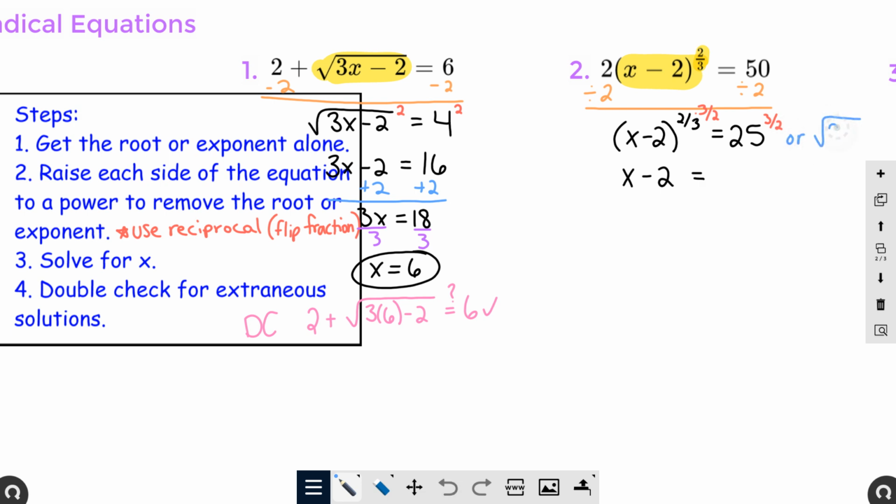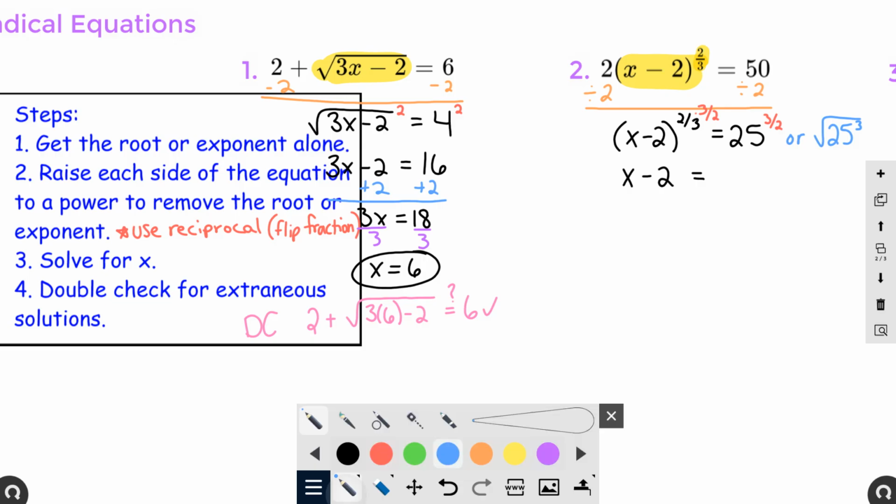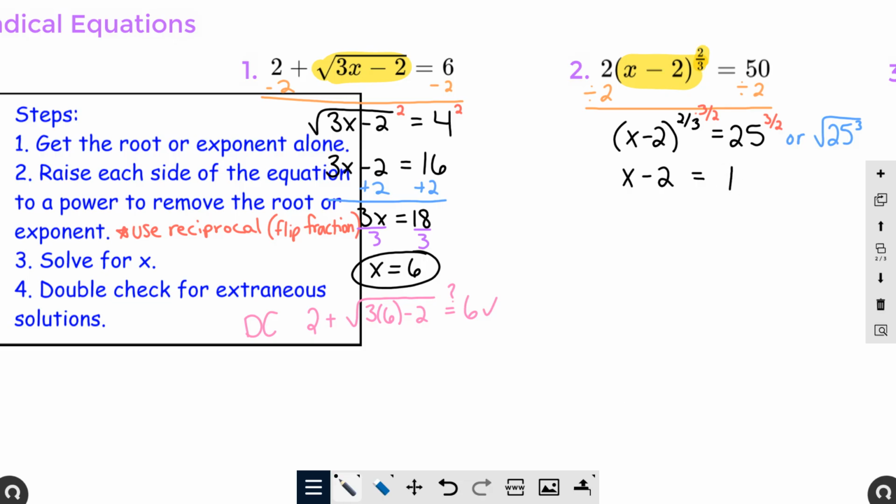It's the square root of 25 to the 3rd power. Square root of 25 to the 3rd power. So what's the square root of 25? 5, and 5 to the 3rd power is 125.